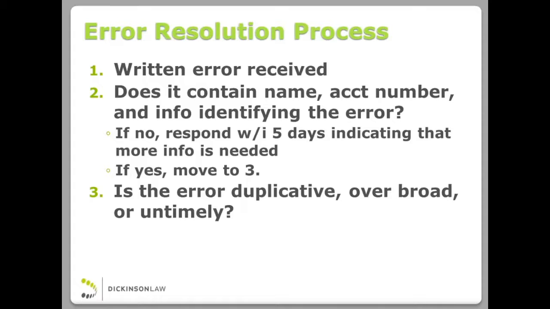The next step is determining if the error is duplicative, overbroad, or untimely. This really gives you an out if you get the same error over and over again from a borrower, if you get an error that is just so overbroad that you really can't even identify what the error is. They assert 100 things within some large document, and you really can't even identify what they're getting at. Or if it's an untimely error, it's a year or later after you've transferred the loan or the loan is closed or the loan has been paid off. You're not going to have to investigate and respond to duplicative, overbroad, or untimely errors.